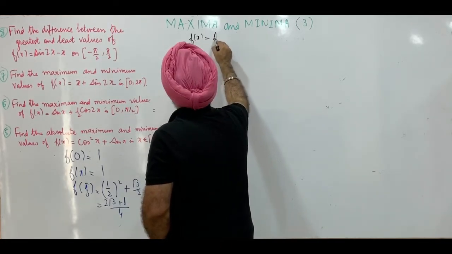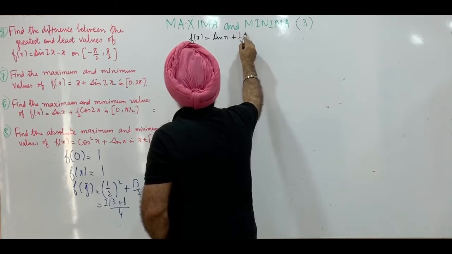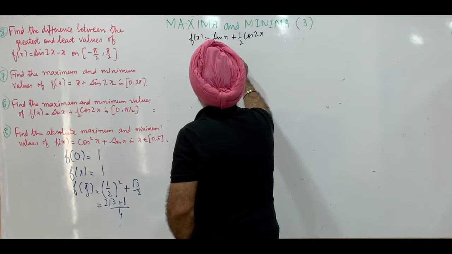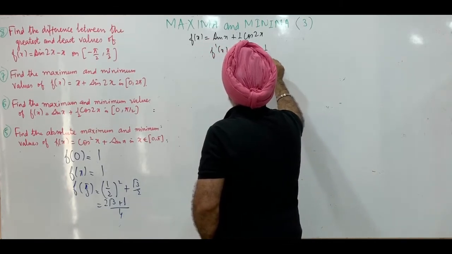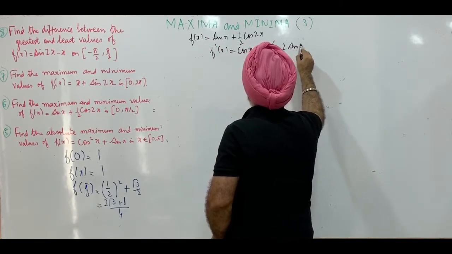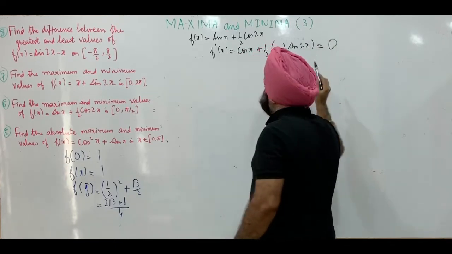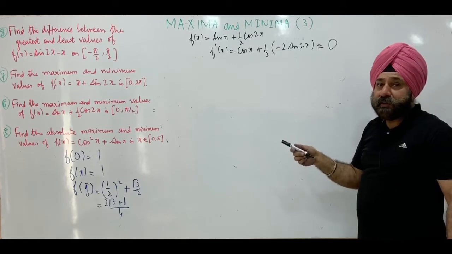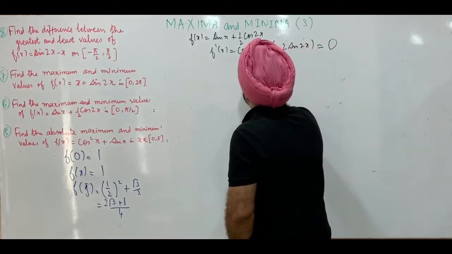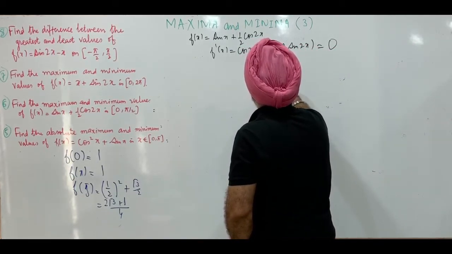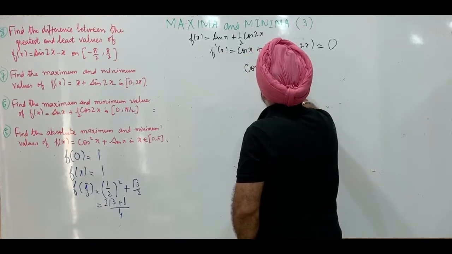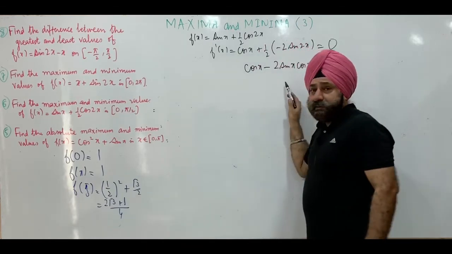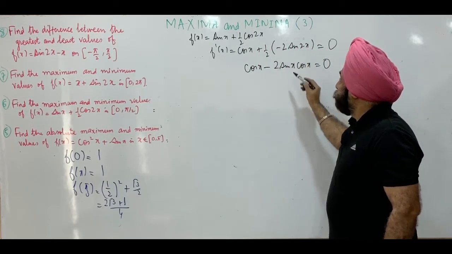f of x is sine of x plus half cos of 2x. f dash of x will be cos x plus half times minus 2 sine of 2x, and this is 0. We equate the first order derivative to 0 to find the critical point or points. That's cos of x minus sine 2x, which can be written as 2 sine x into cos x. This 2 will cancel out.